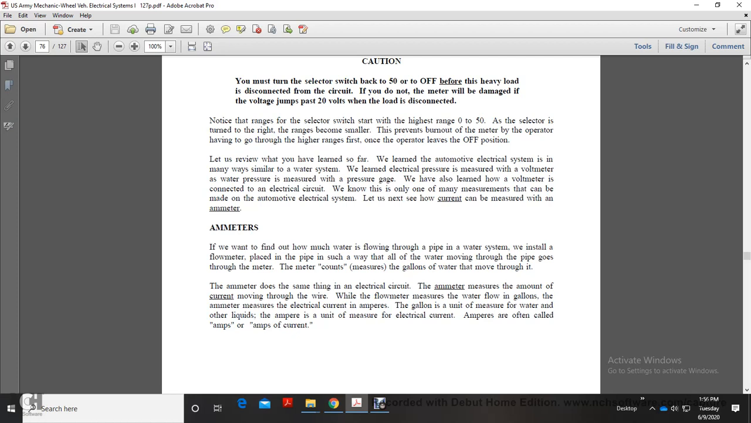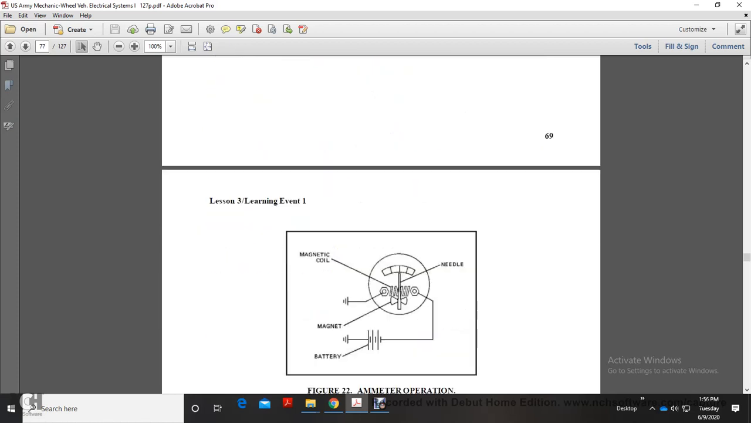Ammeters. If you want to find out how much water is flowing through a pipe in a water system, you install a flow meter in the pipe in such a way that all the water moving through the pipe goes through the meter. The meter counts the gallons of water that move through it. The ammeter does the same thing in an electrical circuit. The ammeter measures the amount of current moving through the wire. The flow meter measures water flow in gallons, and the ammeter measures electrical current in amperes. The gallon is a unit of measurement of water and other liquids; the ampere is the unit that measures electrical current. Amperes are often called amps or amps of current.